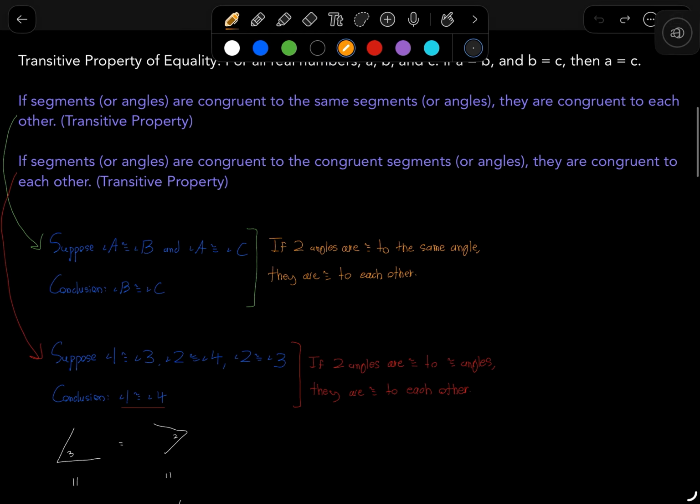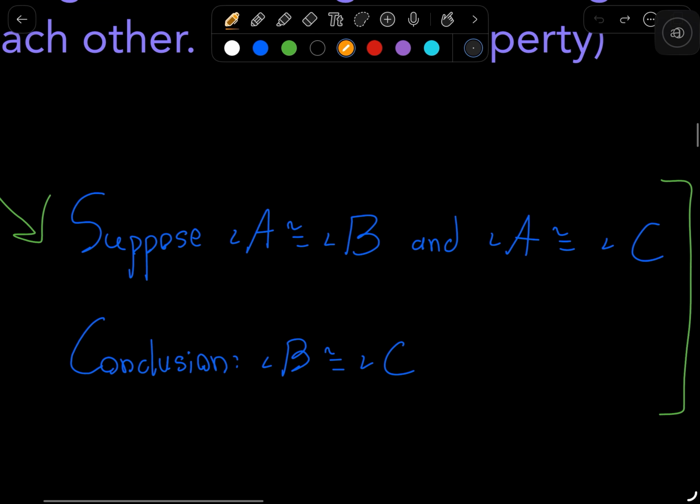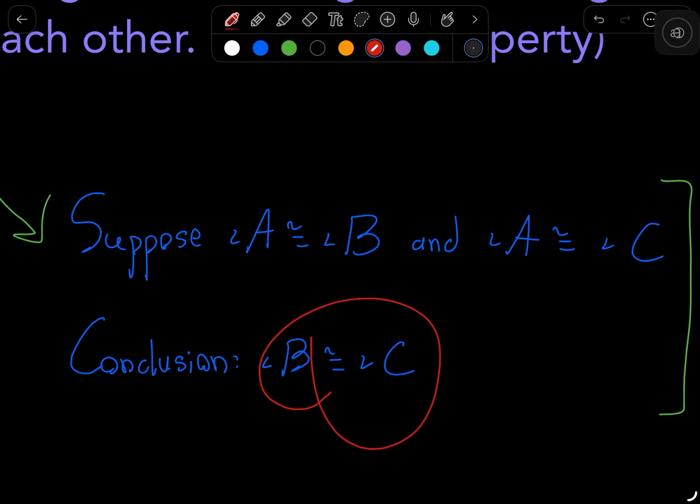So let's look at the first one. Imagine you have this scenario where angle A is congruent to angle B, and angle A is congruent to angle C. Well, you can just conclude, if you think of it as equals, if A equals B and A equals C, that means B and C also have to be equal to each other, because the values are both paired to A. So therefore you can conclude that B is congruent to C.